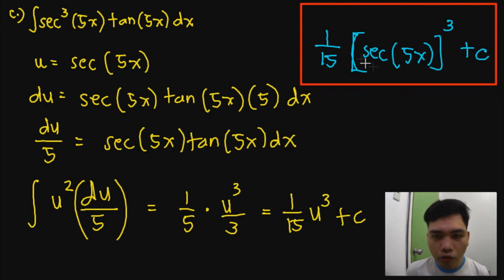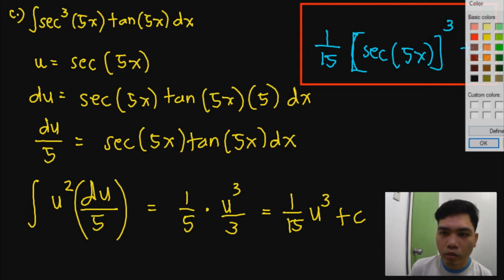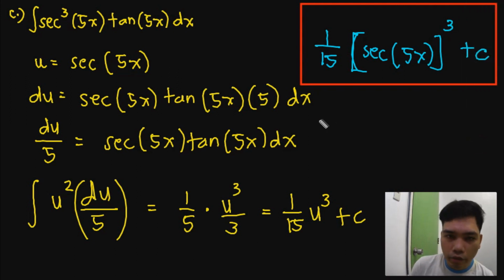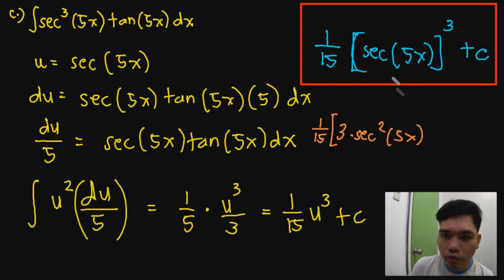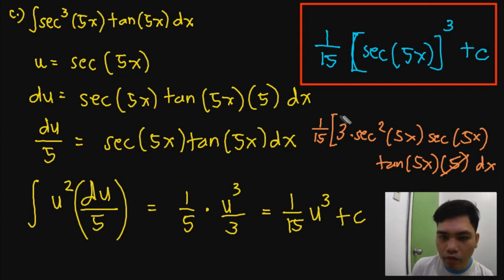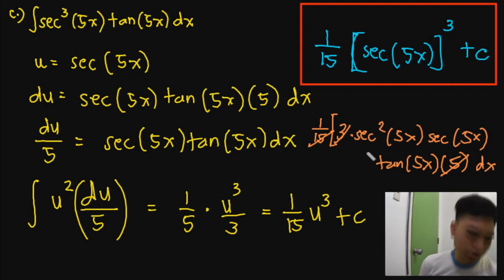Okay, now if you want to check, let's factor out 1 over 15 by differentiation. So we have 1 over 15, and then using the power rule, we have 3 times secant squared 5x, and then the derivative of secant is actually secant 5x times tangent 5x, and of course times 5 dx. So this can cancel out the 15 in front of our expression. Now we're left with secant cubed 5x tangent 5x dx. Okay, so I think that's it for letter C.